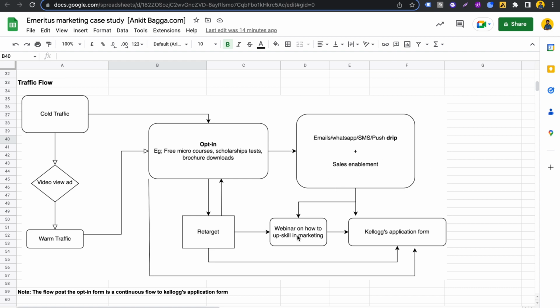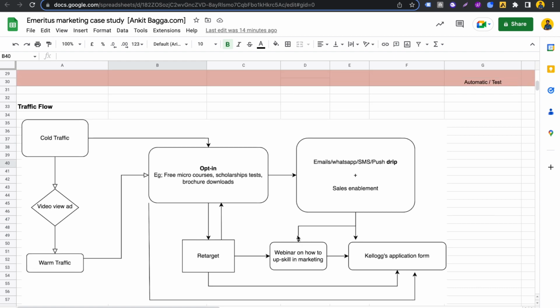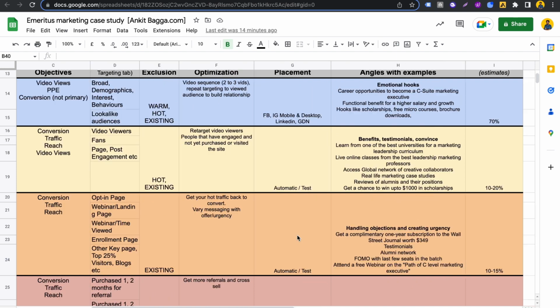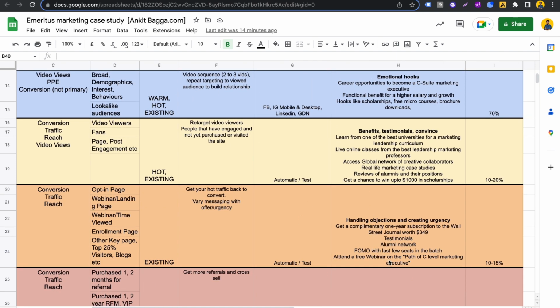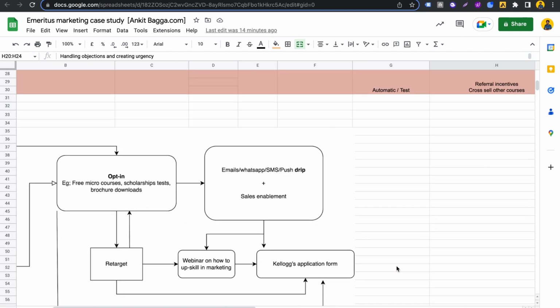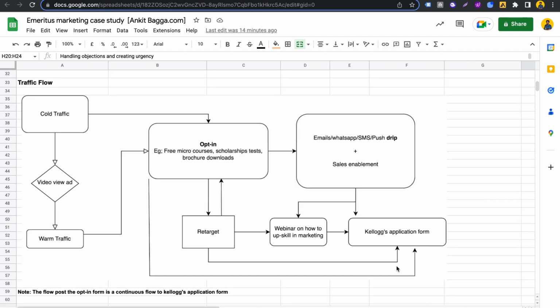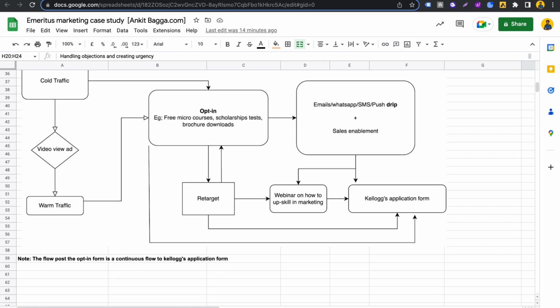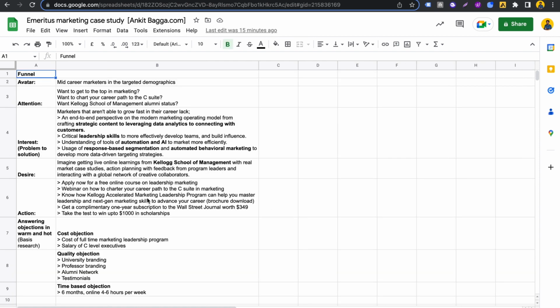Basically here, again, the hook is the webinar. I've given an example of a webinar that you could use: the path of a C-level marketing executive, talking about what that path looks like, and how you level up your growth in a company in the marketing department. This webinar will again help funnel people down into the Kellogg's application form, right?